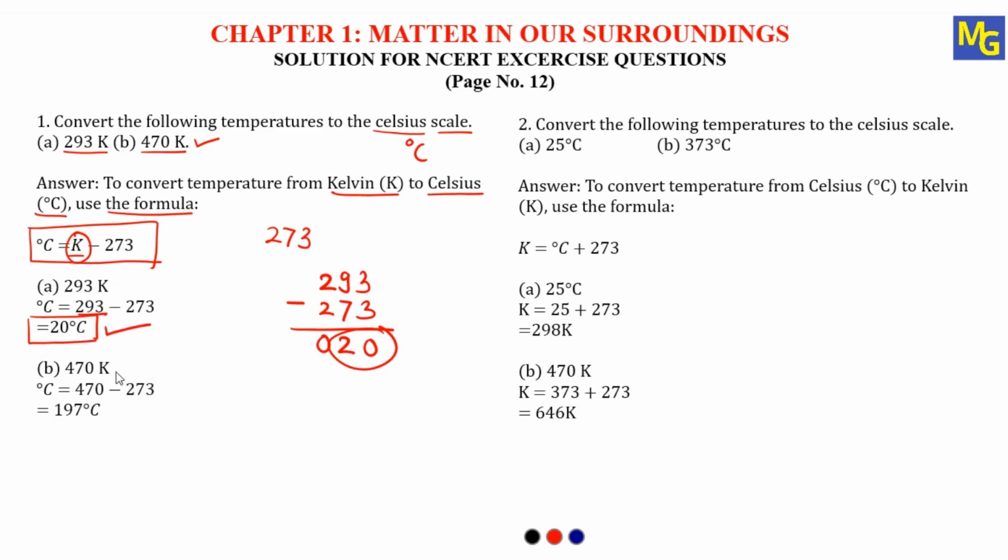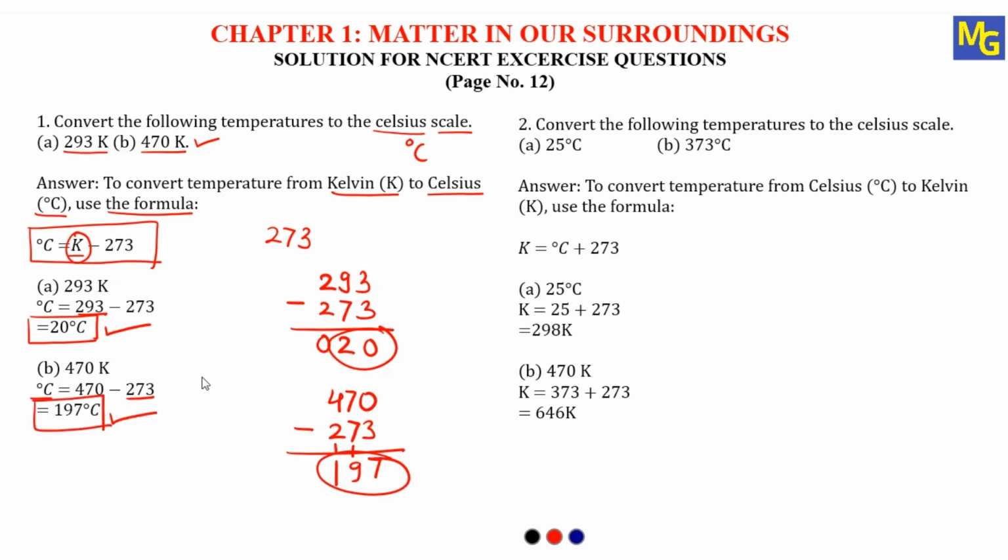Second one is 470 Kelvin. So the formula: degrees Celsius is equal to 470 minus 273. 10 minus 3 will be 7, so carry 1. Then 17 minus 8: here the 7 becomes 17 with the carry, and 17 minus 8 will be 9. So write down 9 here, carry 1. Then 4 minus 3 will be 1. So the answer is 197. Write down 197 degrees Celsius.